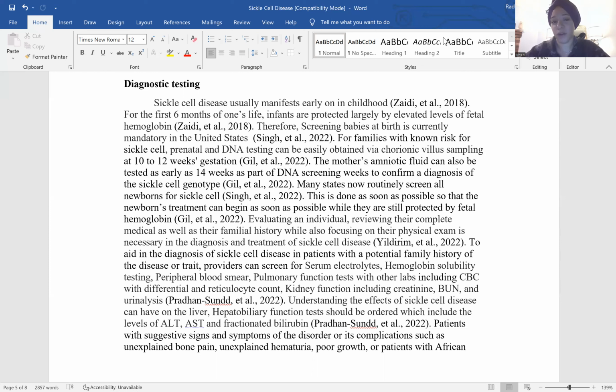For families with known risk for sickle cell, prenatal and DNA testing can be easily obtained via chorionic villus sampling at 10 to 12 weeks gestation. The mother's amniotic fluid can also be tested as early as 14 weeks as part of DNA screening to confirm a diagnosis of the sickle cell genotype. Many states now routinely screen all newborns for sickle cell. This is done as soon as possible so that the newborn's treatment can begin while they are still protected by fetal hemoglobin.